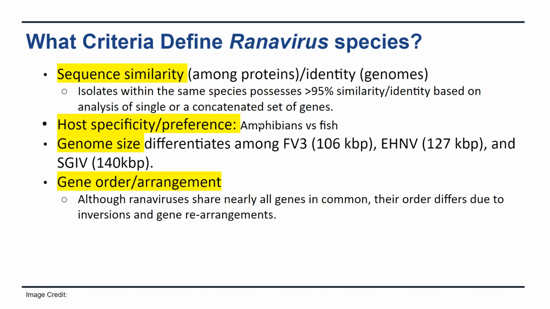And so among these viruses, you could distinguish viruses that affect only fish, only anurans, or primarily caudate amphibians like salamanders. You could also look at genome size. Frogvirus 3 tends to be the smallest in the family, EHNV somewhere intermediate, Singapore grouper iridovirus somewhat larger. And penultimately, you could look at gene order or arrangements. Again, ranaviruses have the same genes, but because they could be mixed around, they are arranged differently in different species. And that's shown graphically in the next slide.